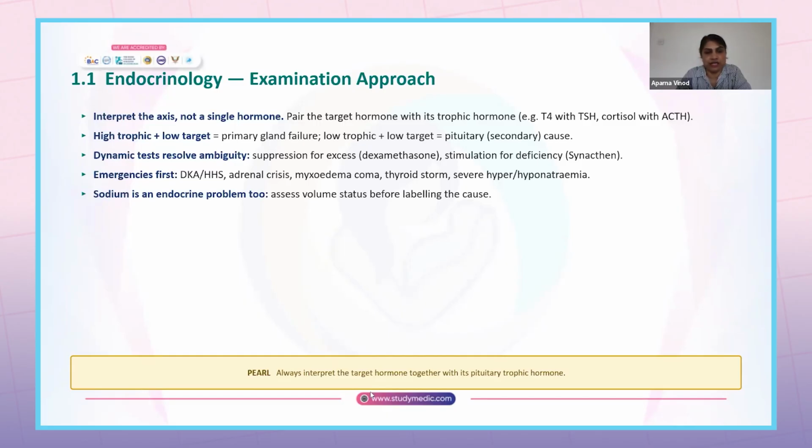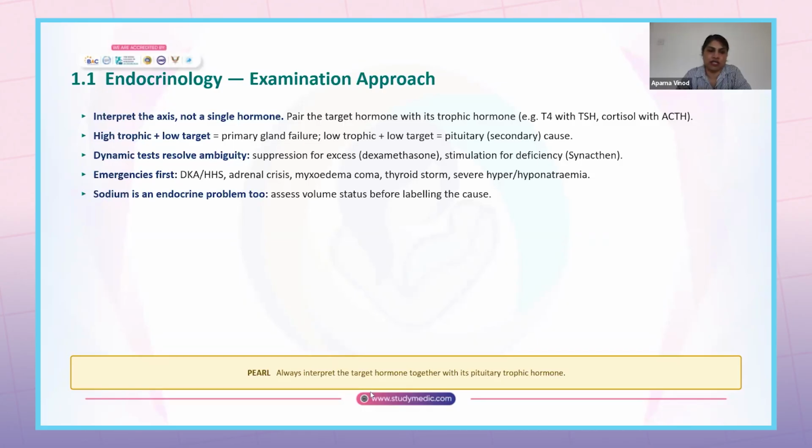We have dynamic tests. Often we have conditions in which the hormones are in excess or the hormones are deficient. Always remember, we use a suppression test for excess, like in Cushing's disease or syndrome, where we do a dexamethasone suppression test. In case the hormones are deficient, like in adrenal insufficiency, we stimulate the gland to produce more, which is known as a stimulation test or synacthen test.